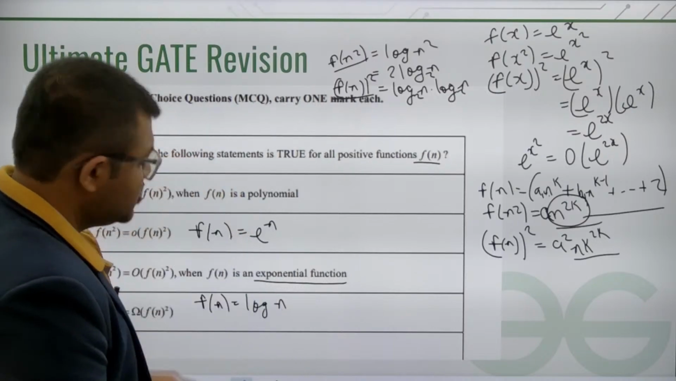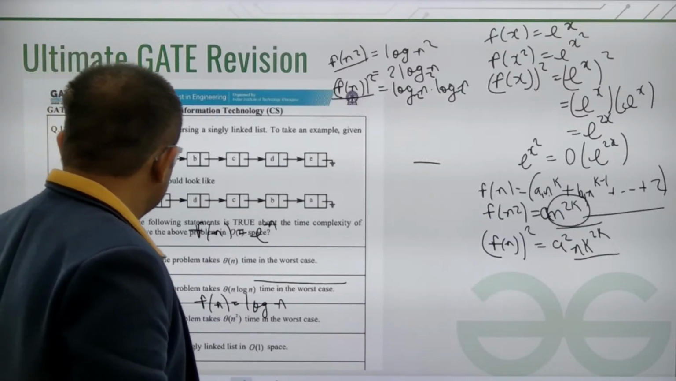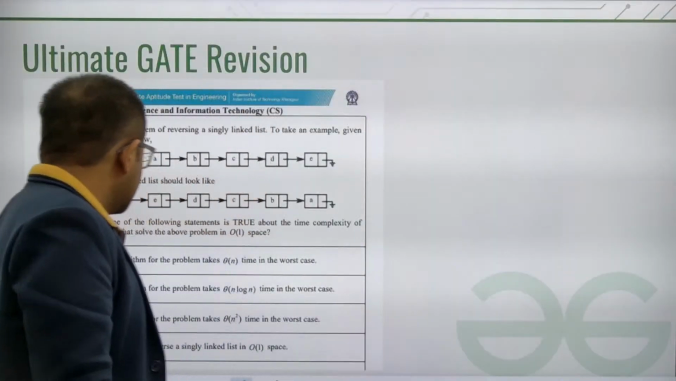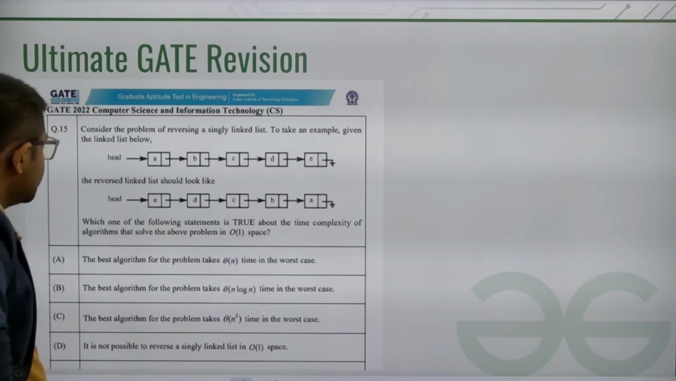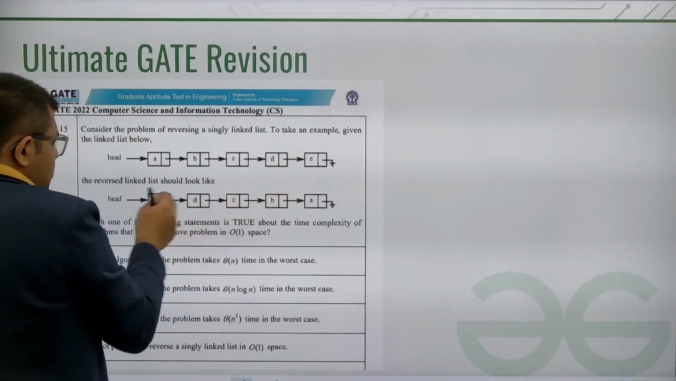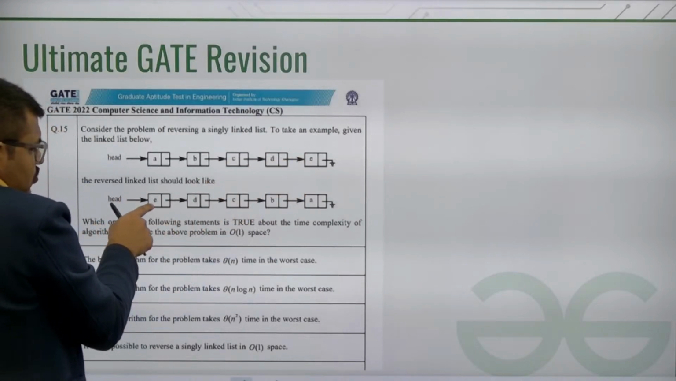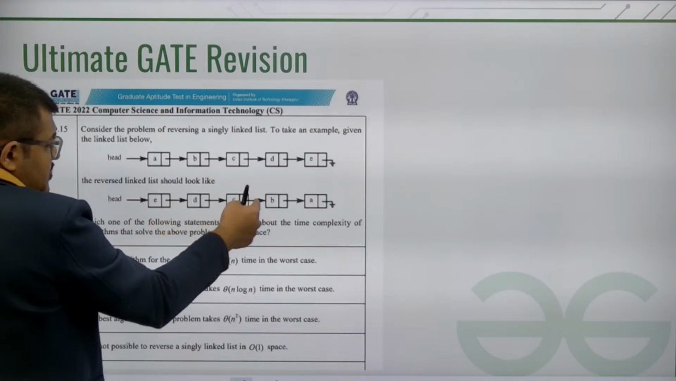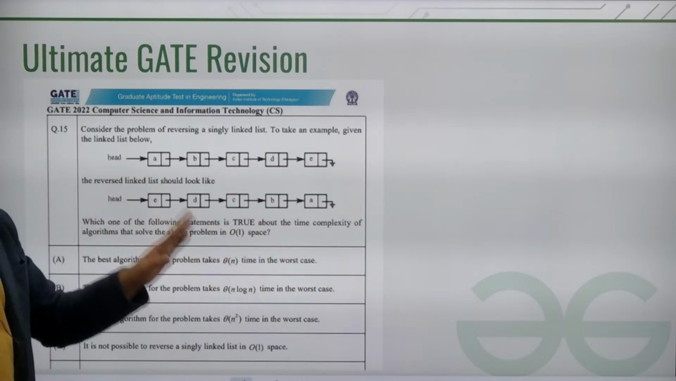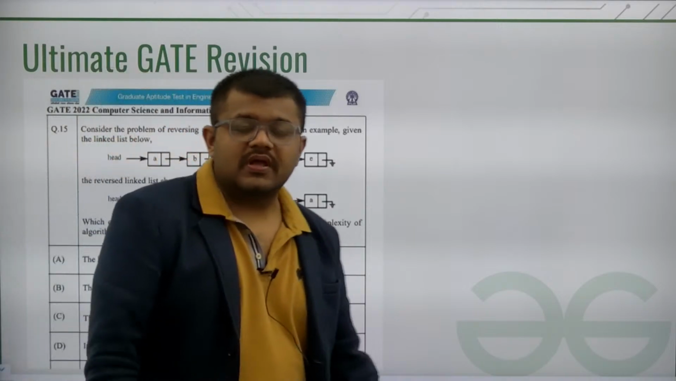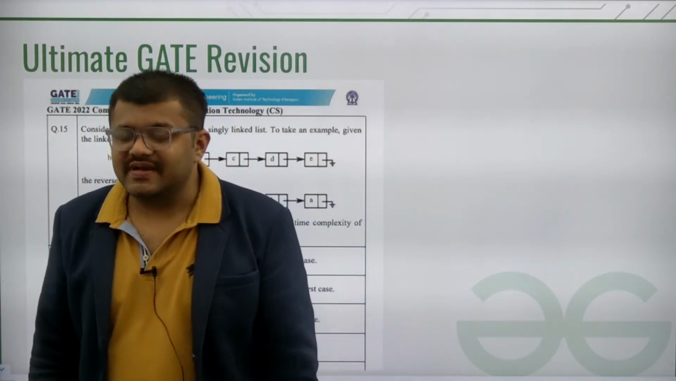Let's move to the next question. What does it say? Consider the problem of reversing a linked list. To take an example given below, understand this. So we are reversing a singly linked list. Okay, so it is A, B, C, D, E. Now you have the head pointer pointing to the node having value E, then you get D, then C, then B, and then A. Which one of the following statements is true about the time complexity of an algorithm that solves the problem in big O of one space? So we do not have to take any extra space, and we need to reverse the singly linked list.